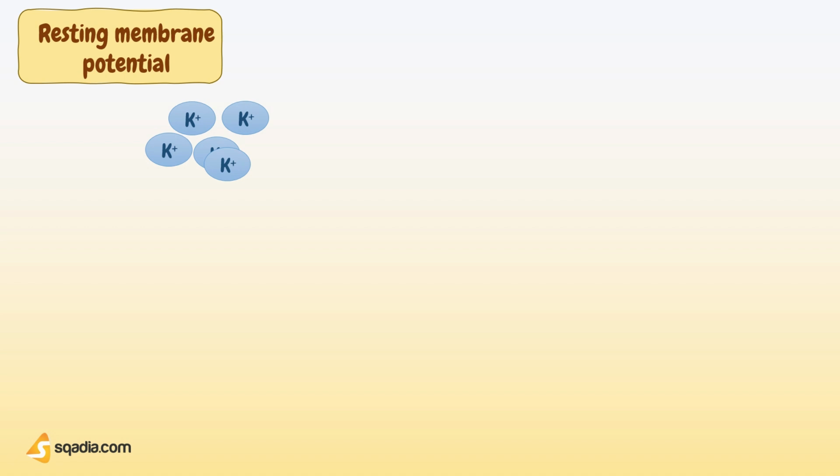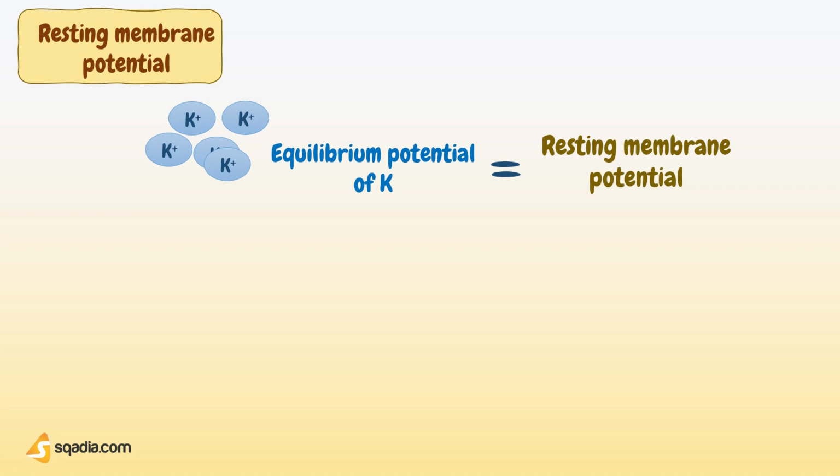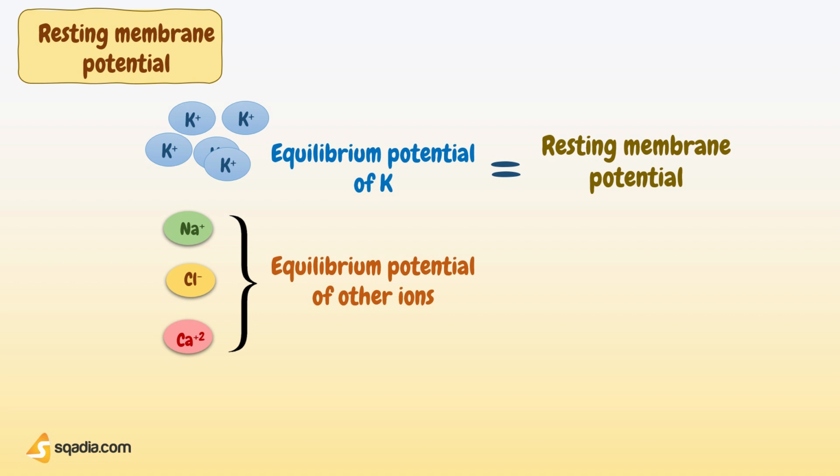Similar is the case with other ions as well. Each one has its own equilibrium potential. If we talk about only one type of ion, for example, potassium, then the equilibrium potential of that single ion can determine the resting membrane potential of that whole cell. But practically, there are a number of ions. And here, other than potassium, the major ions involved are sodium, chloride, and calcium ions that have their own equilibrium potentials, like 67 millivolts for sodium, -86 millivolts for chloride, and 123 millivolts for calcium.